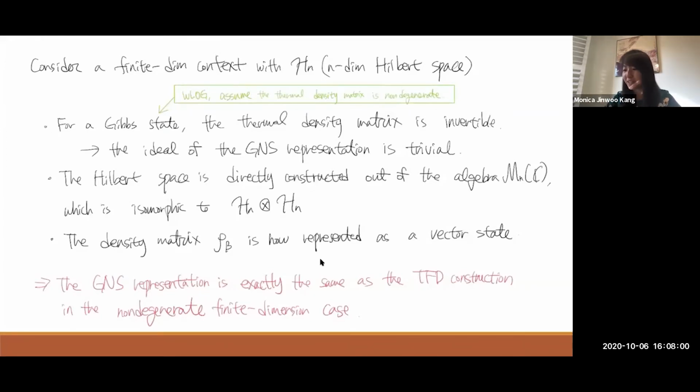So what follows there is that the Hilbert space is directly constructed out of this algebra, and this is isomorphic to H cross H. So what it really did was construct the doubled Hilbert space, just like in the case of the thermal field double construction. And further, by its construction, the GNS representation represents the density matrix as a vector state. The outcome of that is that the GNS representation is really doing exactly the same thing as a thermal field double construction in the non-degenerate finite dimensional case.